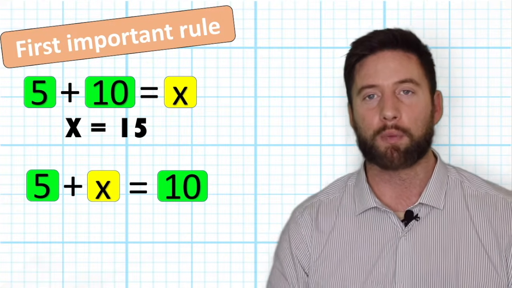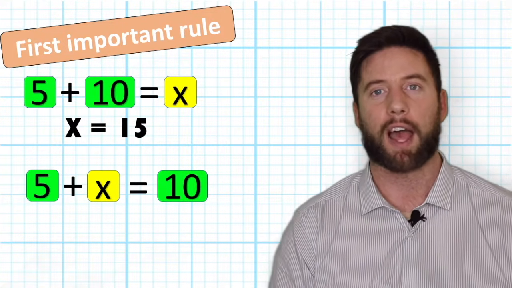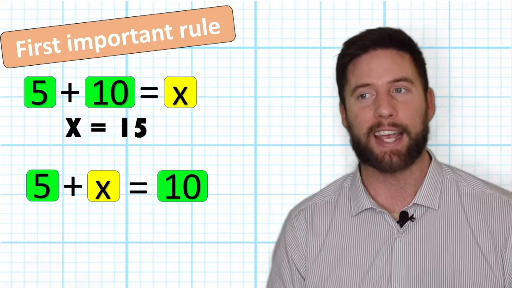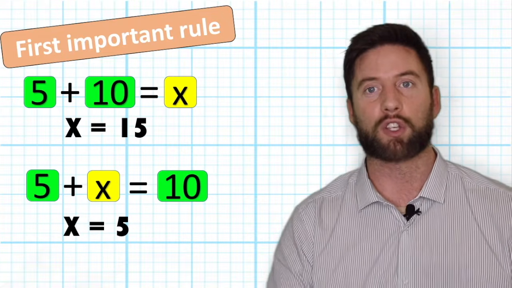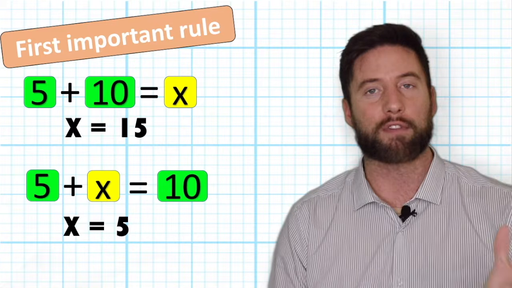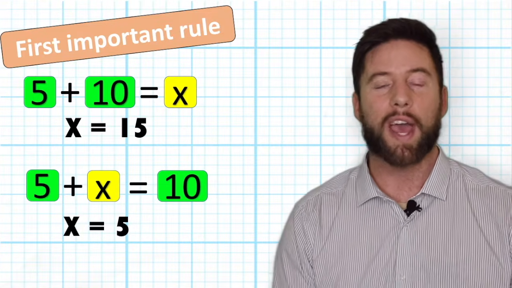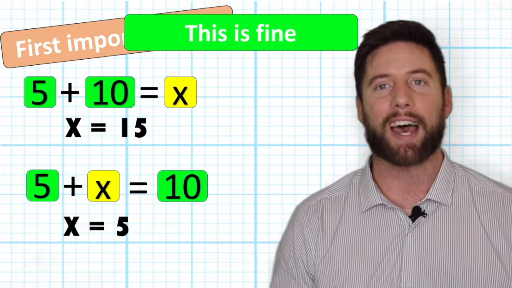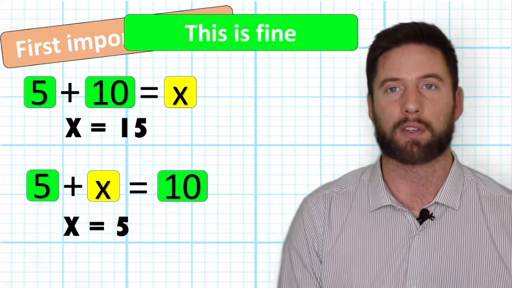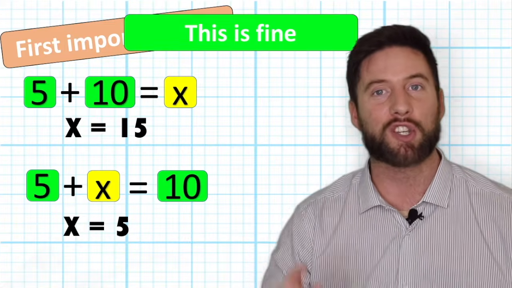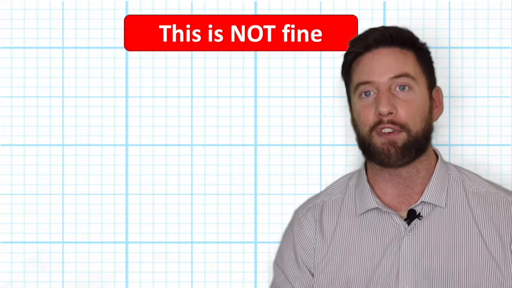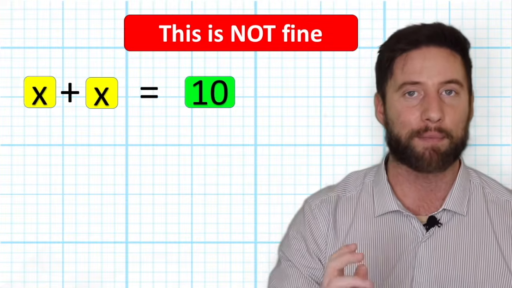For example, if someone asked us to solve 5 add x equals 10, the value of the x in this case is 5. Because in order for the two sides of this equation to be equal, 5 would have to add to another 5 to equal 10. So x or any other symbol can stand for different unknown values in different problems. That's fine. But what is not fine is letters cannot stand for different values in the same problem.